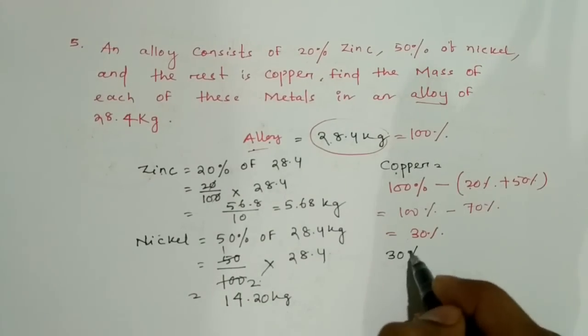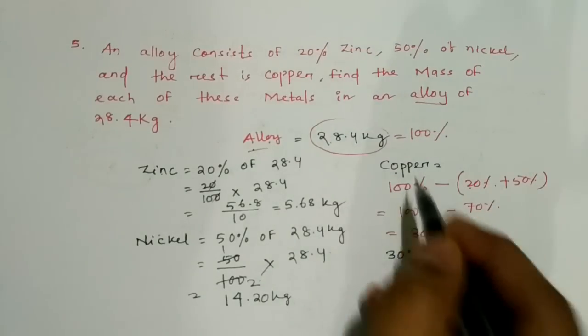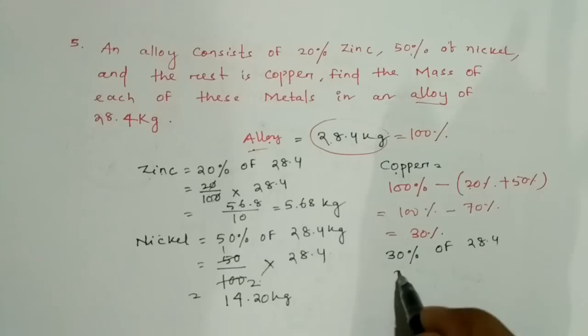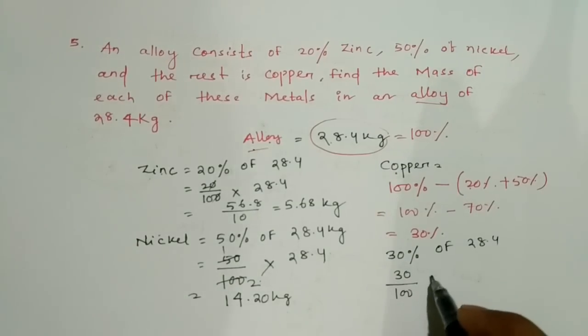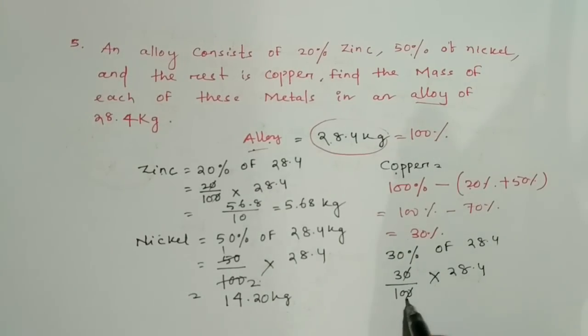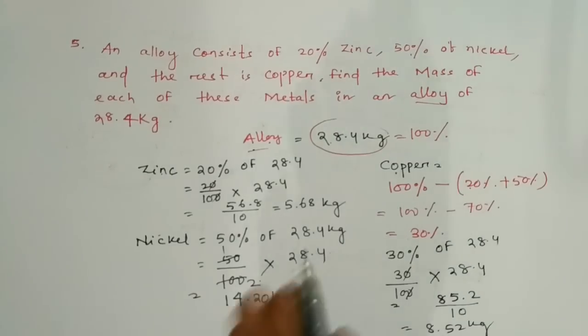Then 30% of the alloy, of 28.4. So 30% means 30 divided by 100 into 28.4. 10 got cancelled, so 3 into 28.4 is 85.2, divided by 10. So I got 8.52 kg. So we got the answer.